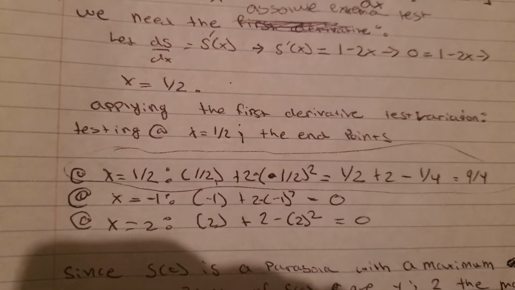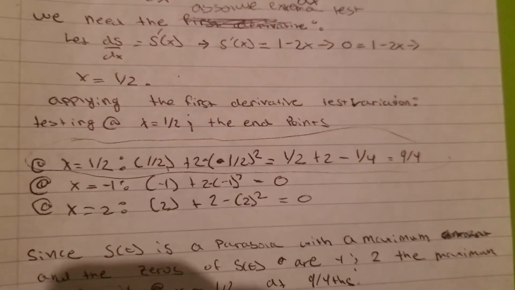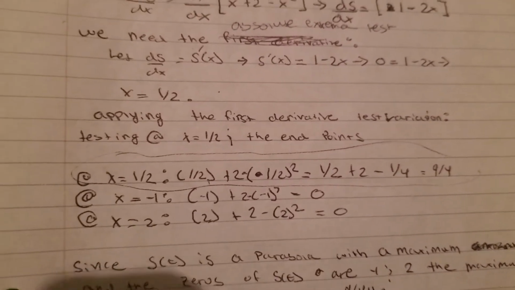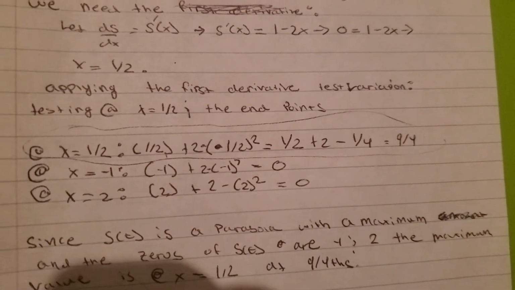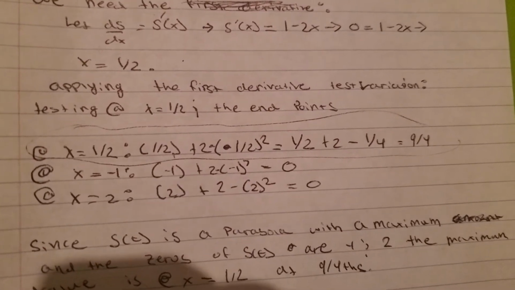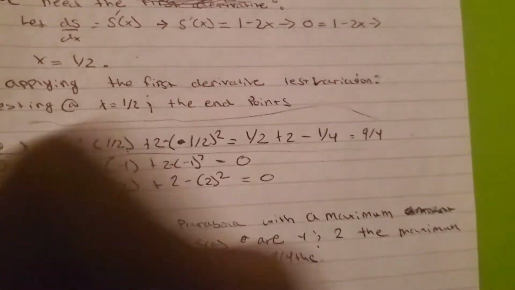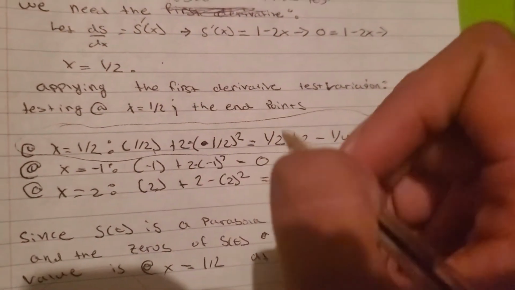So we start. It's easy to start at the critical value, for me at least. It doesn't really matter though. So I start at the first critical value, which is 1/2. So 1/2 plus 2 minus 1/2 squared is equal to 9/4, simplifying it out. At x equal to -1, we found it to be 0 by plugging in x. And keep in mind we plug this back into the original.